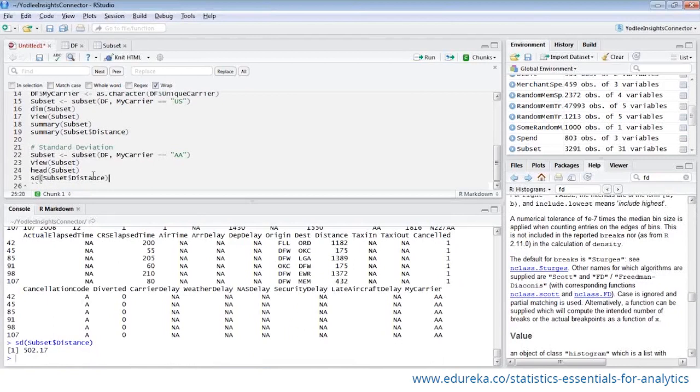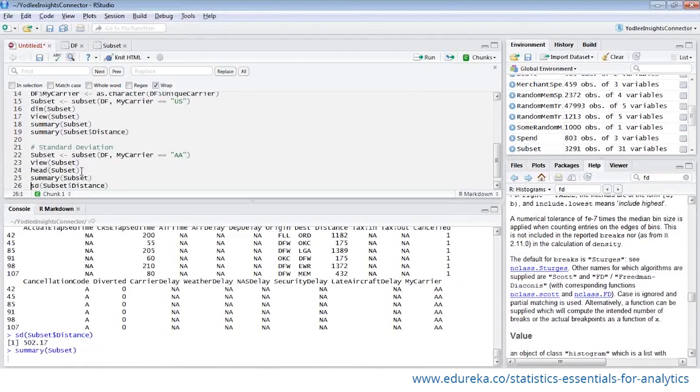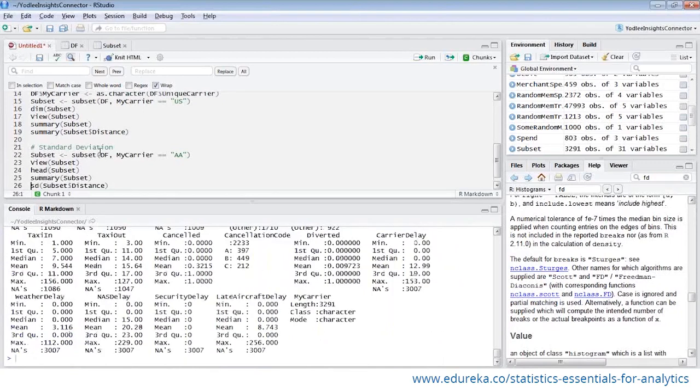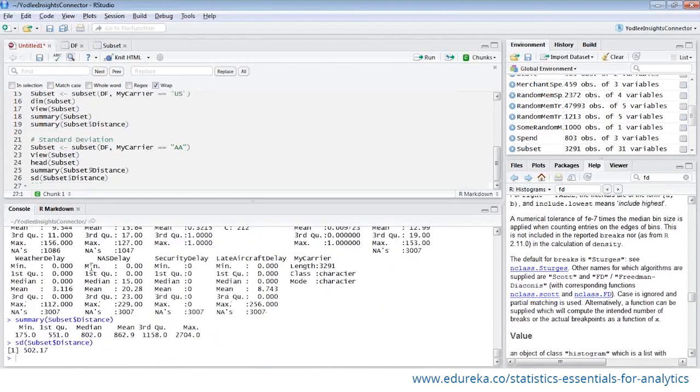Fine. So in the previous step we did the mean related stuff, right? So related to this distance, we know that on average American Airlines flies this much, but it has a lot of variance. So the standard deviation is basically 500 miles. Okay, fine. All right, so this is our third question.